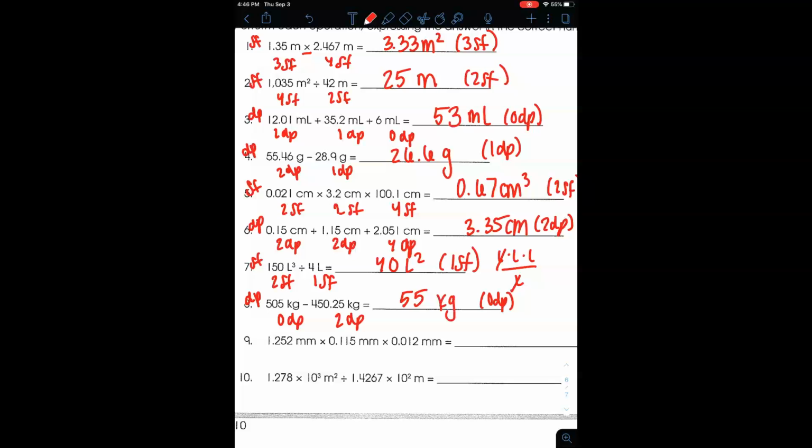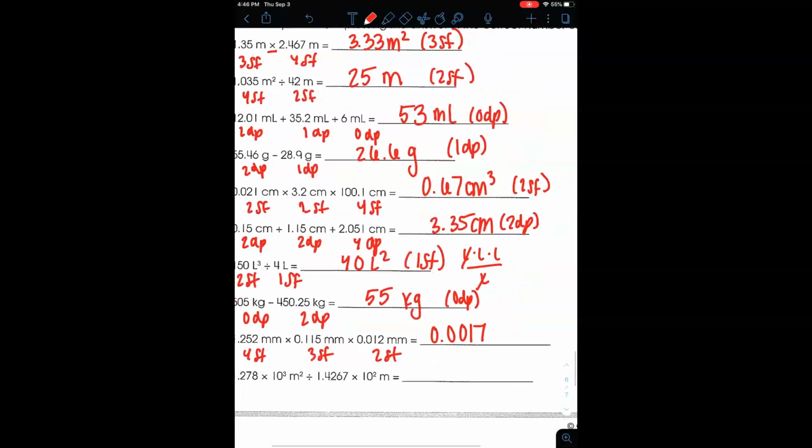All right, only 2 more here. It's a multiplication problem. It's based on sig figs. All right, so 4 sig figs, 3 sig figs, 2 sig figs. All right, when I plug this into my calculator, I get out 0.0017. All right. Again, because my answer needs to be with 2 sig figs, and my units are millimeters cubed.